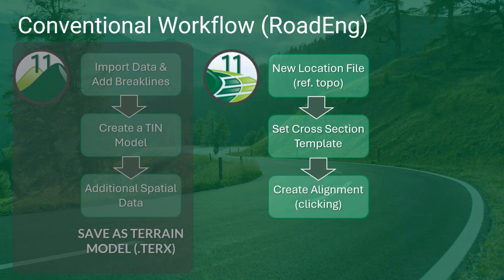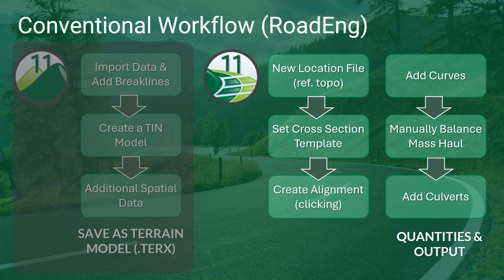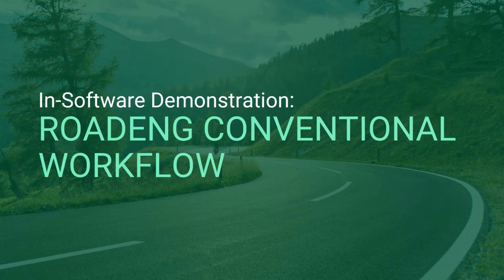From there, Matt's going to create some alignments. He is going to click them in and manually add his curves. Then he's going to manually balance his mass haul. Lucky for us, Matt's a pretty great designer, so hopefully that doesn't take him too long to do that live on the call. From there, he could add culverts, and he could also do some output sheets. Depending on our timing and how long the rest of that workflow takes him, we may skip those because Diego just shared that part with you, so it'd be pretty similar. So with that, Matt, are you ready for the conventional workflow in RoadEng?